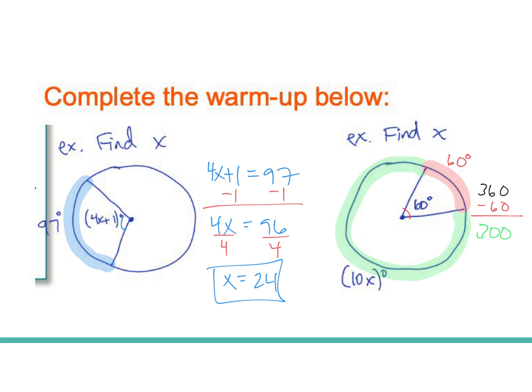We're working with 300 degrees, which is the green highlighted part of the arc. So I know if I now set 10x equal to that 300 and then divide by 10 on both sides, x will actually equal 30. Pause the video here if you need more time to correct your work. Otherwise, we're going to continue on today's lesson.